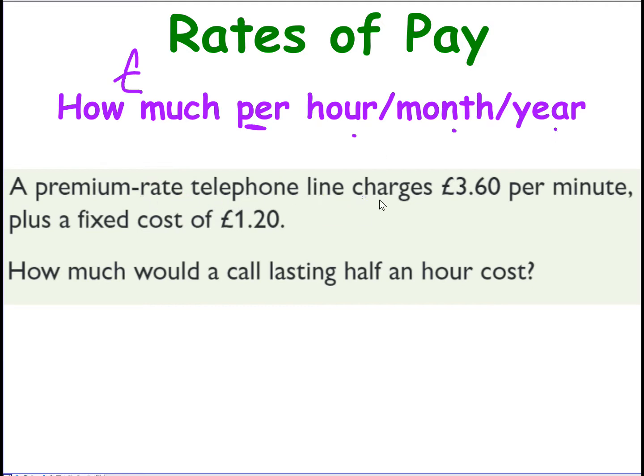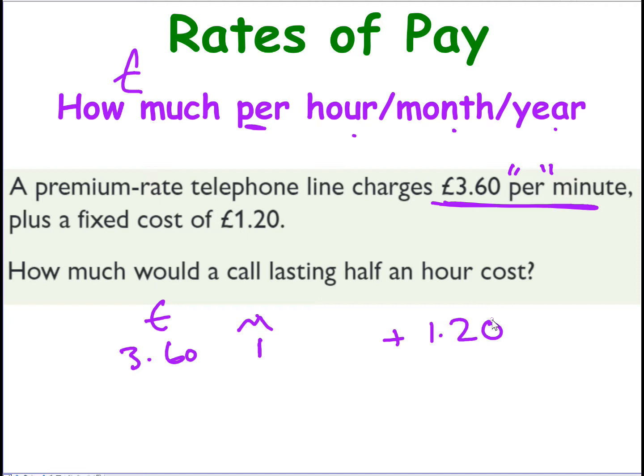So a premium telephone line charges £3.60 per minute. This is your strap line, £3.60 for every minute. And then there's a fixed cost of £1.20. How much would half an hour's call cost? My minutes is going to be 30 minutes. So I've multiplied 1 by 30 to get my minutes. I need to multiply the other side by 30 to get how much it's going to cost me.